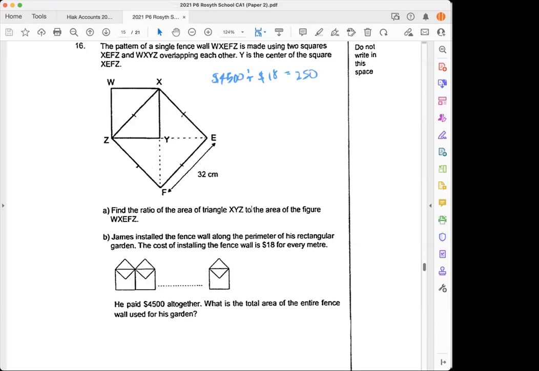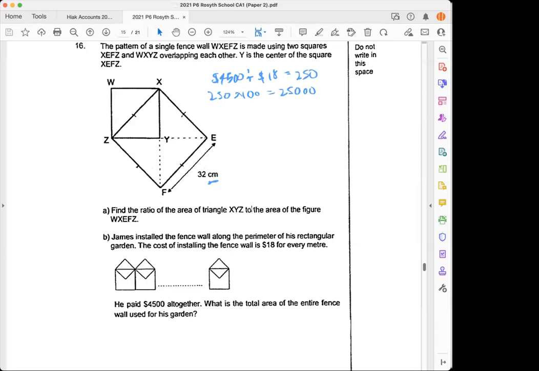So if I use 4,500 divided by 18, I get the total number of meters of the fence wall. So the fence wall is 250 meter. Okay, 250 meter. No, this is centimeter. So we have to convert this 250 meter into centimeter. So 250 meter times 10 times 100 to become centimeter. 25000. So this is centimeter.